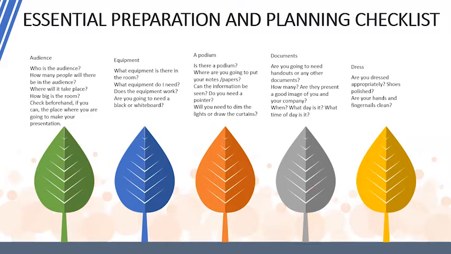Next checklist is equipment. So we have to know what sort of equipment is available in the room, and whether it works or not. If it doesn't work, then we have to figure it out and make sure that every piece of equipment is working. And then number 8 is a podium. Some rooms have a podium. So if we need a podium, then we have to ensure that the committee could provide a podium.